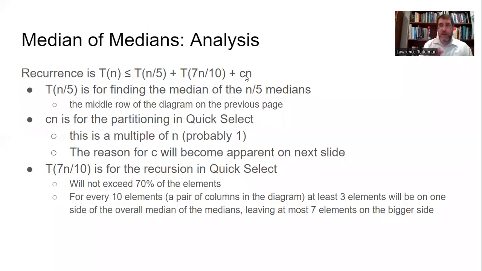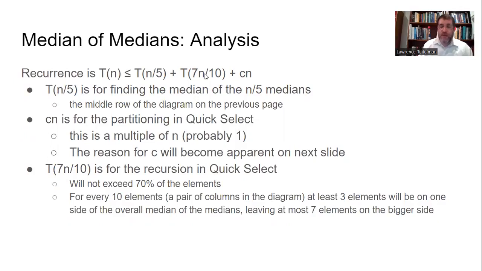So we write c of n just to be careful, but really, that's why I said over here, probably 1. This is going to be approximately n minus 1, n plus 1. That's the work for the partitioning in quick select. Where does this come from? This is the hardest part to understand.